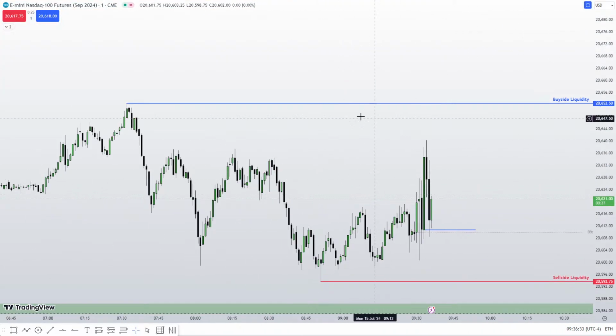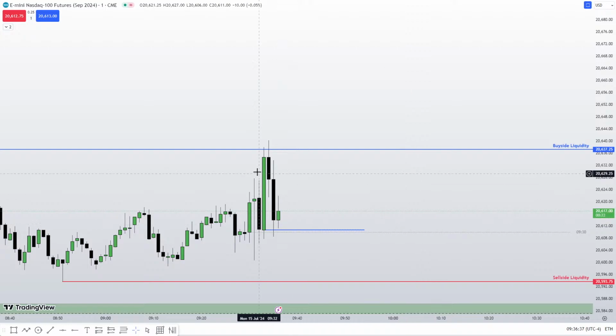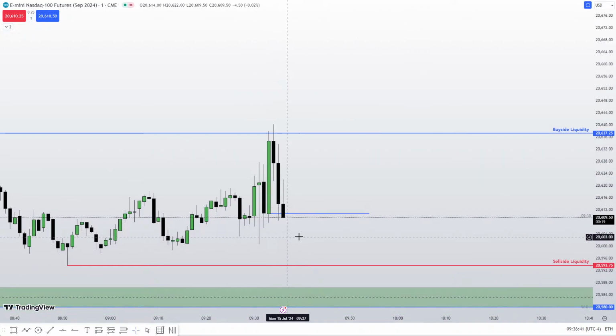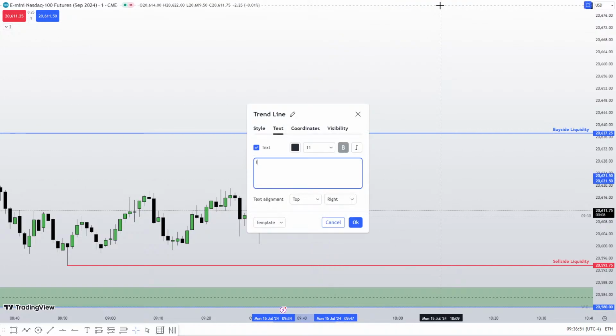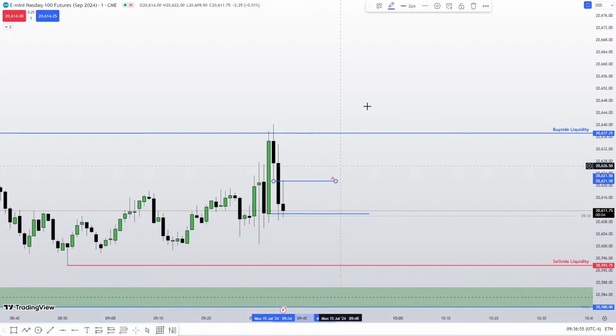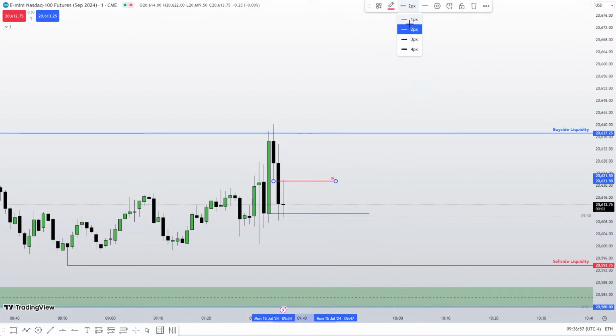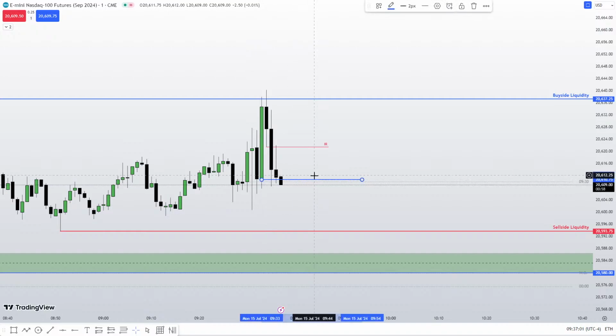So market has cleaned this buy side liquidity, not given any displacement till now. It means right now we are waiting for the displacement. Look at these three candles, we have this immediate rebalance here. This is an immediate rebalance, and we are still waiting for the change in state of delivery.